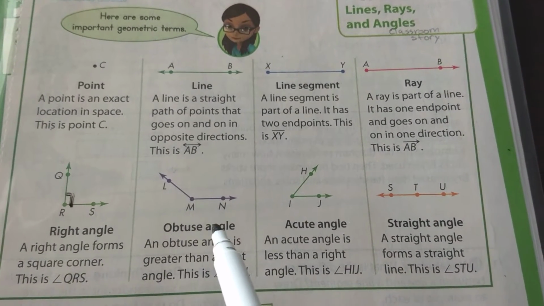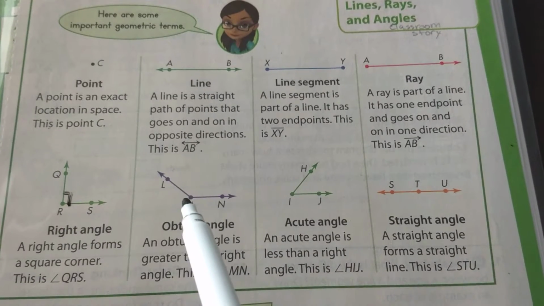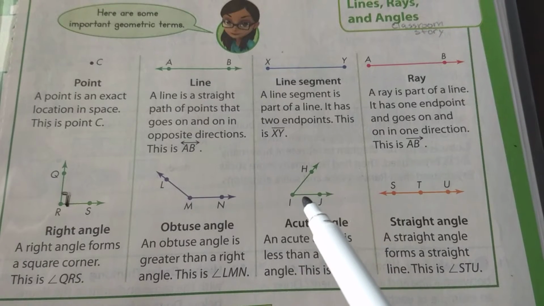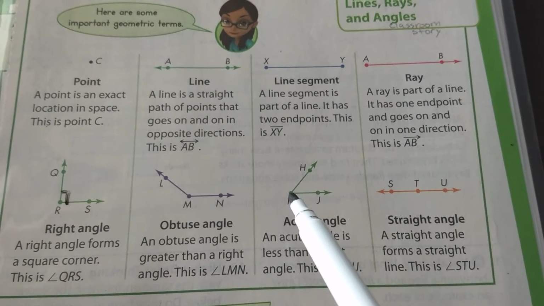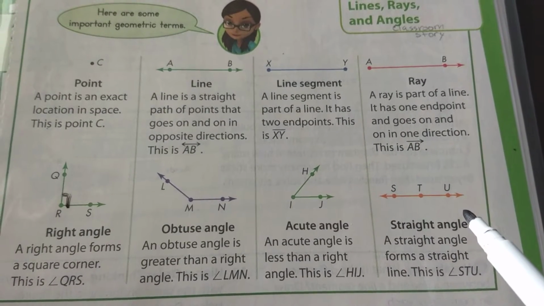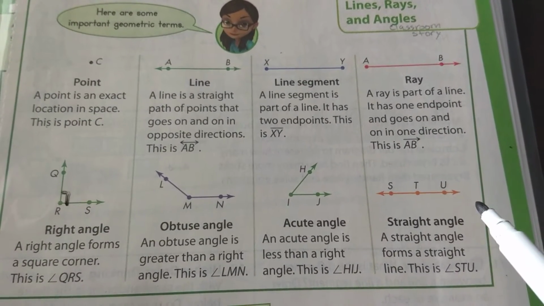All right, an obtuse angle. You have two rays that meet right here. You have also an acute angle. Remember, an acute angle is smaller than a 90-degree angle and an obtuse angle. You have a straight angle, so just like a straight line.